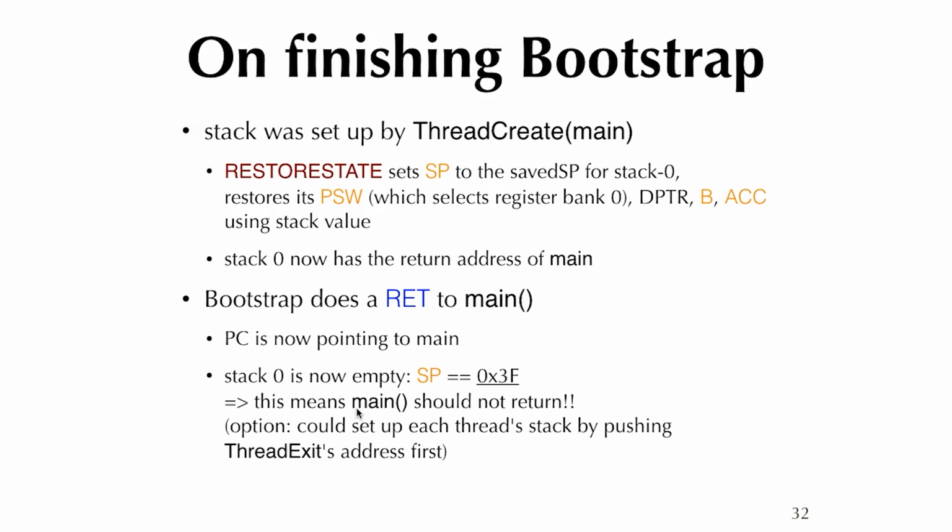But if you wanted support like POSIX threads, what do you have to do? Well, you would have to have a way for main to return. What does it have to return to? Well, it returns to a thread exit, for example. All right? So that's an implicit call to thread exit. Otherwise, you have to explicitly call thread exit.